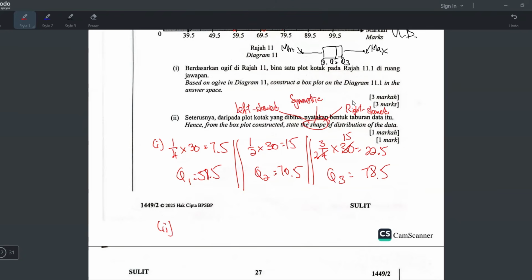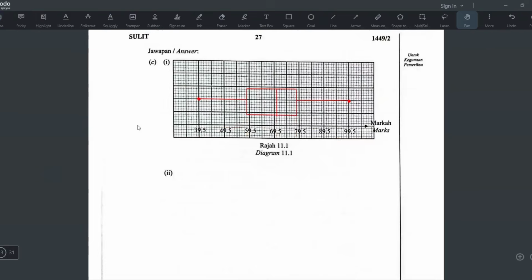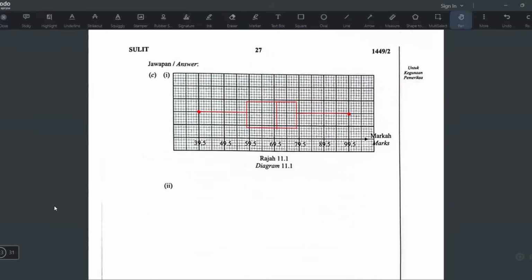How do we know what the shape is? First we have to look at the size of the box, not the line. We don't look at the line first. Always look at the size of the box first. You can see the left side of the box is bigger than the right side. If the left side is bigger, that means it's skewed to the left.